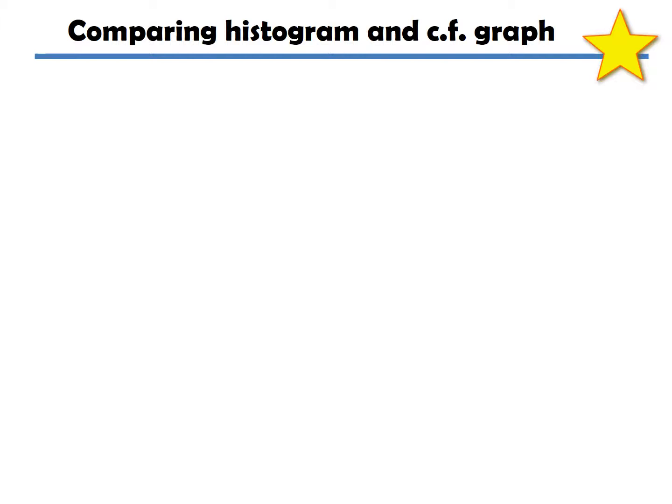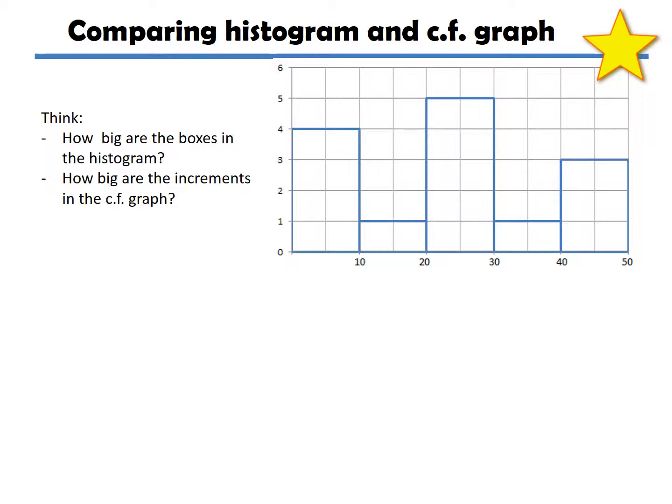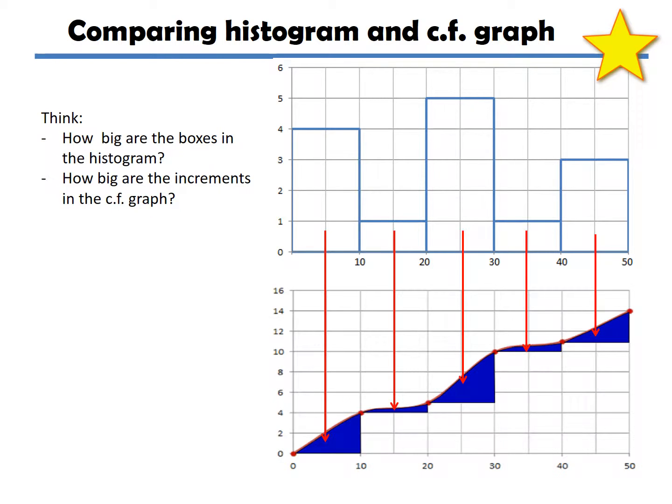Here's an interesting example. You have to think about how cumulative frequency graphs really are behaving. Take this histogram. Now look at how big the boxes are in the histogram. You see from 0 to 10, it's quite a big box. From 10 to 20, it's actually very short. 30 to 40 is short, 20 to 30 is very big, etc. Well, look at the increments. Think about the increments in the cumulative frequency curve. Well, you see from 0 to 10, it's going to be quite a big increment. So also from 20 to 30, but the increment from 10 to 20 is very small. So you can see now how these two are actually the same.